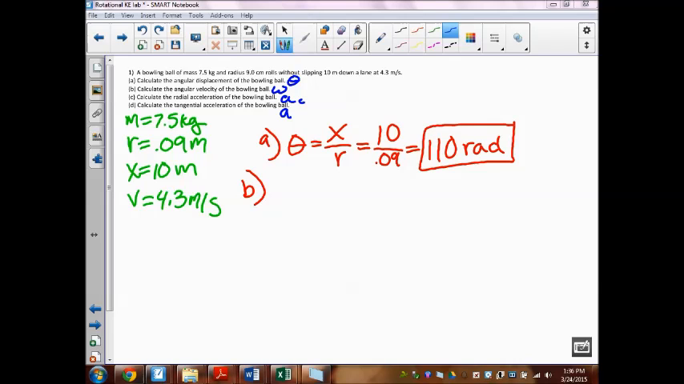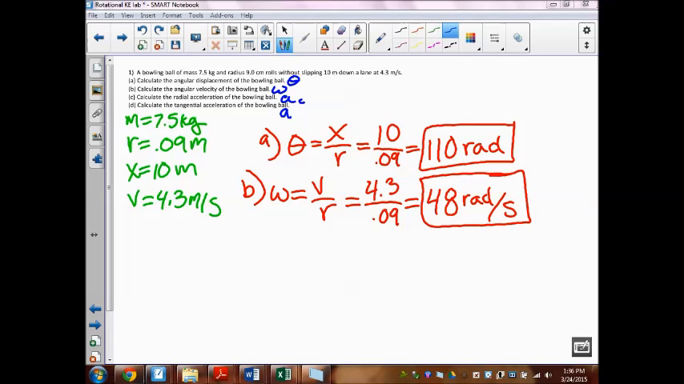Part B asks us for angular velocity. Again, I'm using that gray table, table 8.1 on my formula sheet, and I see that omega is equal to v divided by r. So 4.3 divided by 0.09, and I end up with 48 radians per second. So 48 radians per second is my omega.